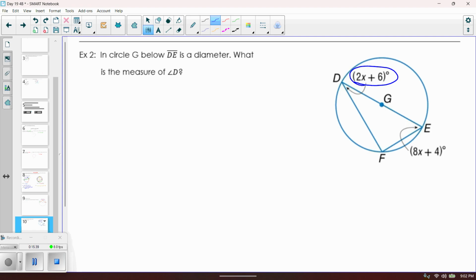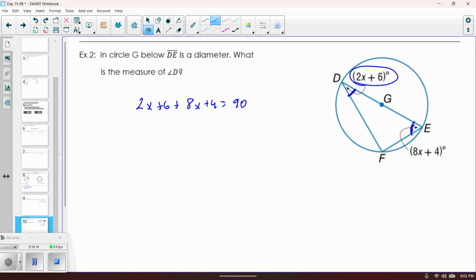So we need to find x so that we can substitute that in and get an actual number out of all this. Well, because we have the diameter and it's a triangle, we know that this angle right here and this angle right here have to add up to 90 degrees. So I have an expression for angle D, which is 2x plus 6. If I add that to 8x plus 4, we know that that has to now equal 90 degrees. And now we have a way to solve for x.